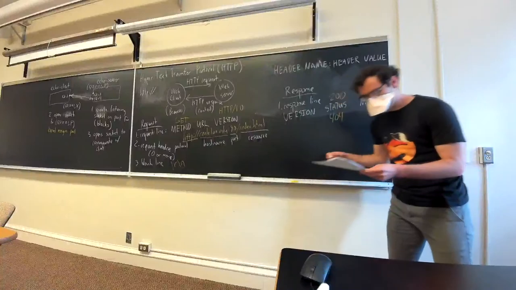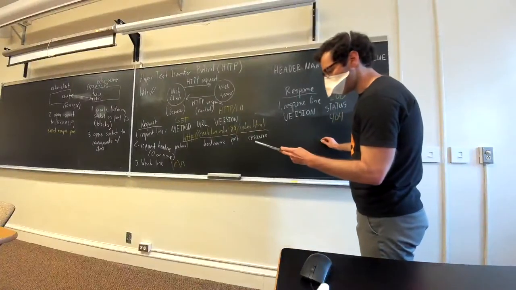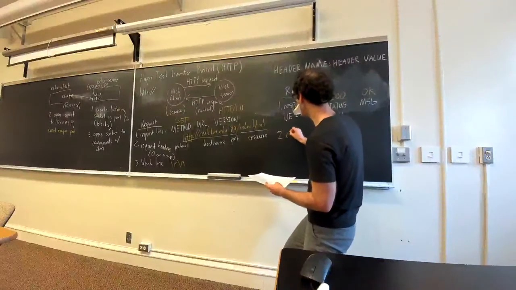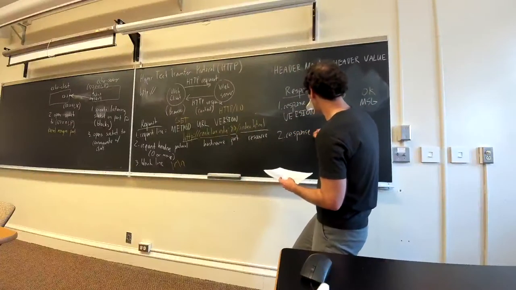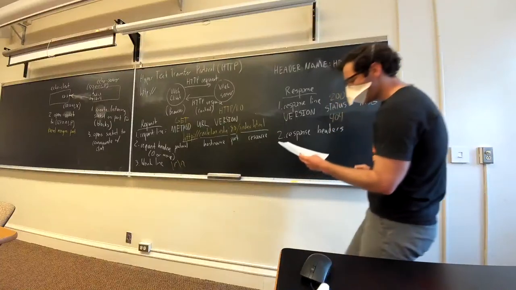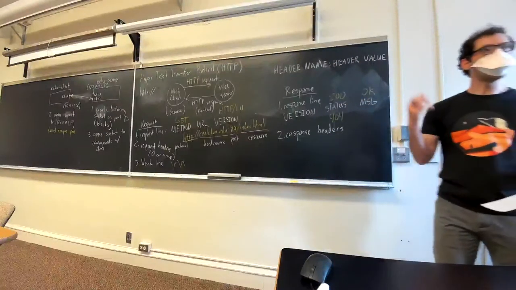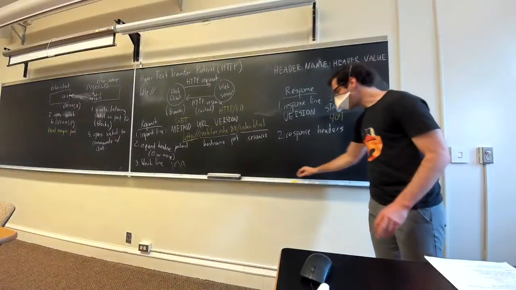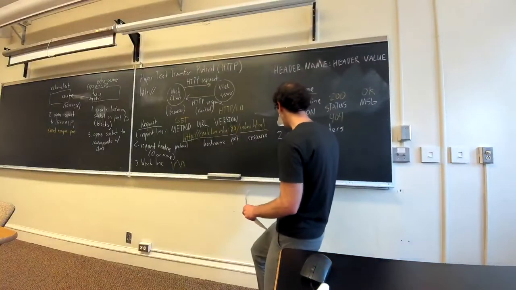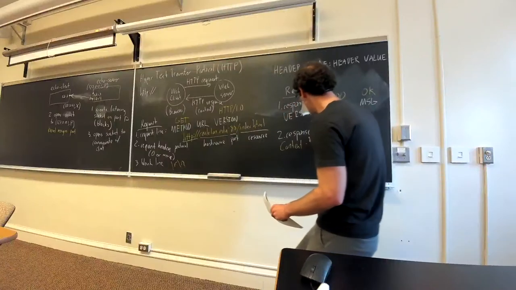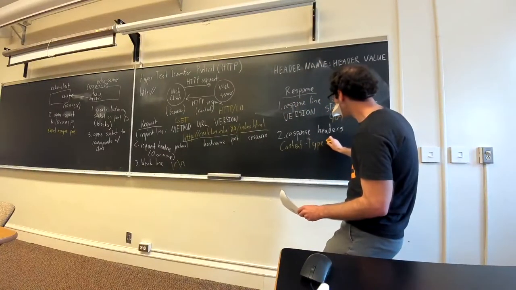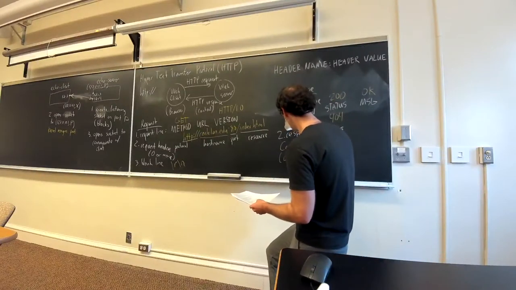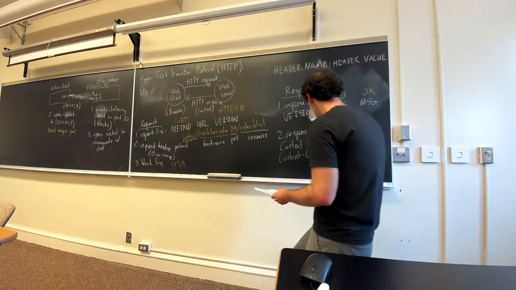All right, the rest of the request is the response headers, and there are two very important headers that I will highlight. One is the content type header, and the other is the content length header.